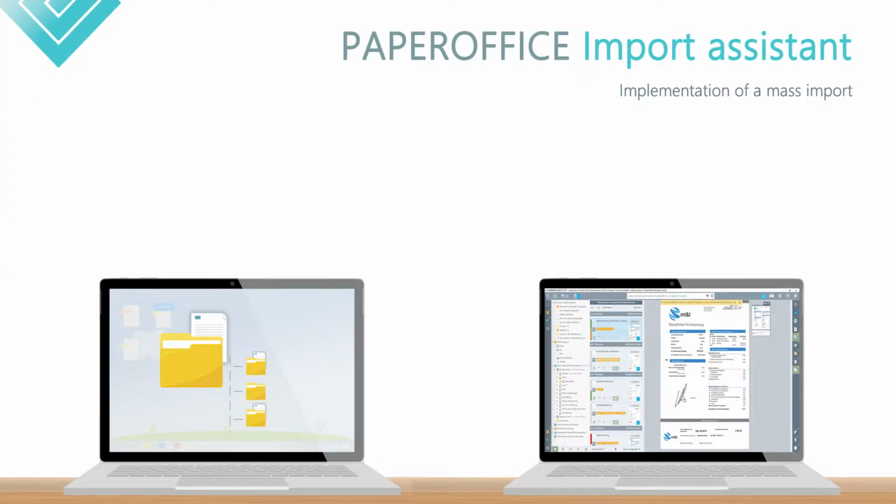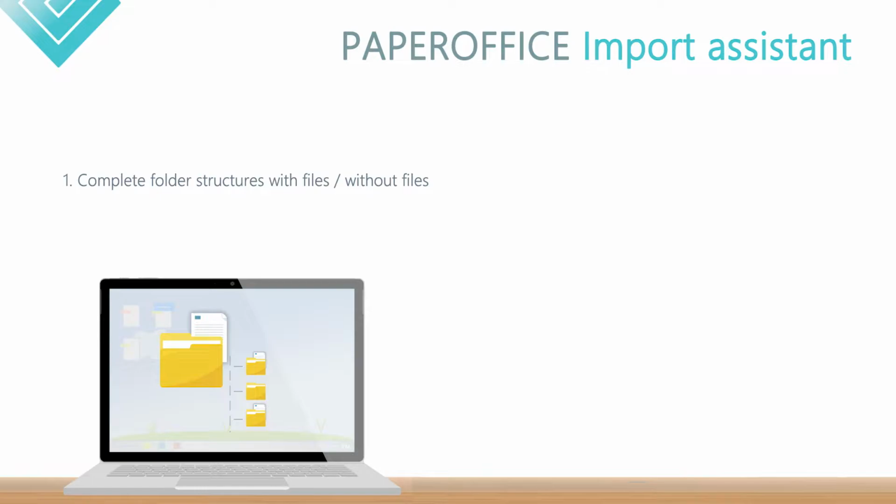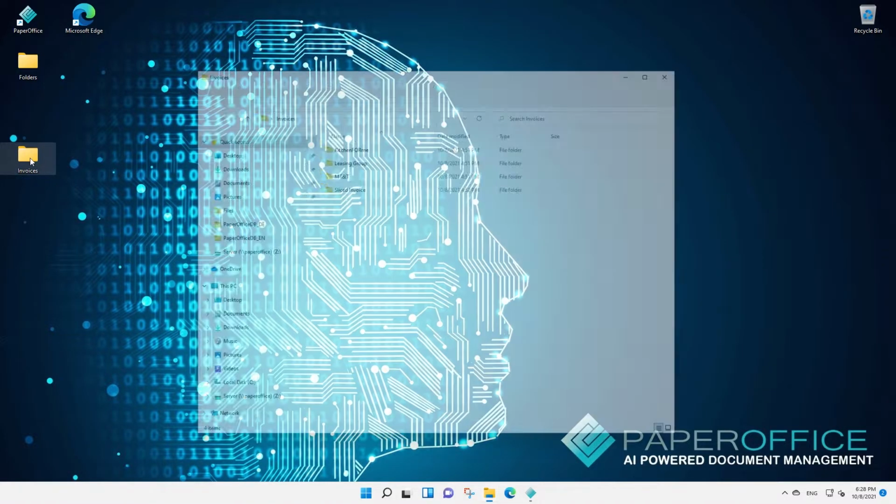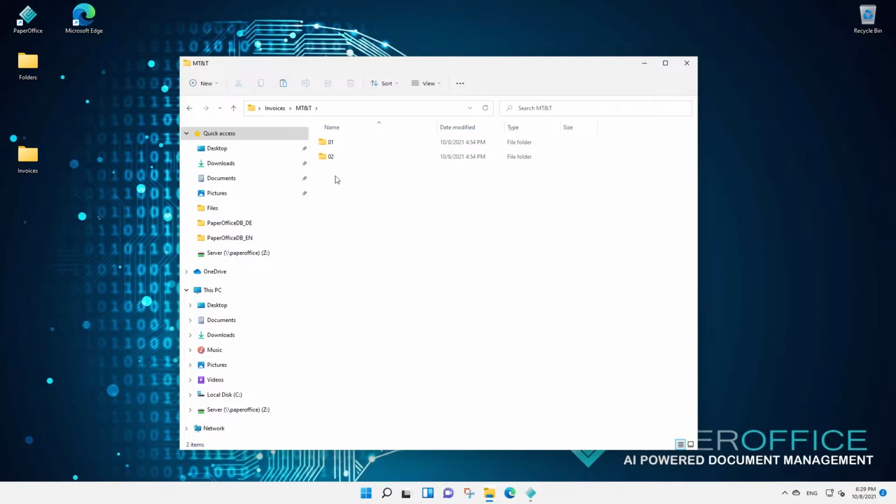The Import Assistant integrated in PaperOffice enables a bulk import to be carried out. For example, entire folder structures, including files or without, as well as predefined folder structures, can be imported. I have already prepared a folder structure on my desktop. Each folder also has a subfolder and contains files.